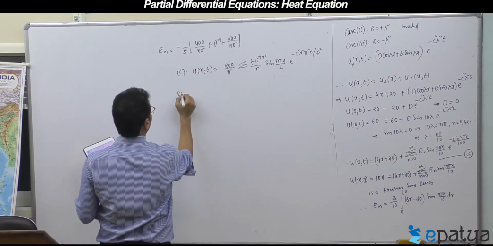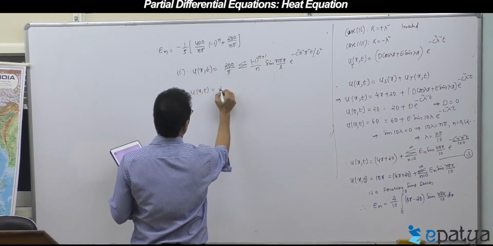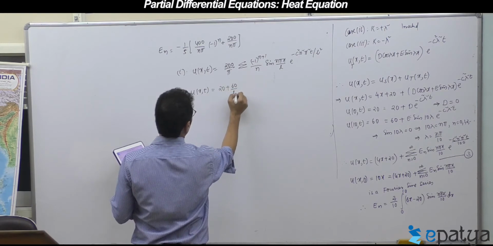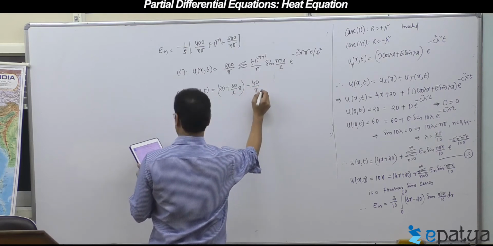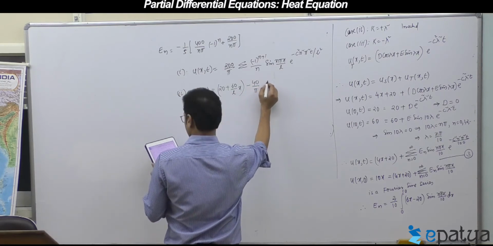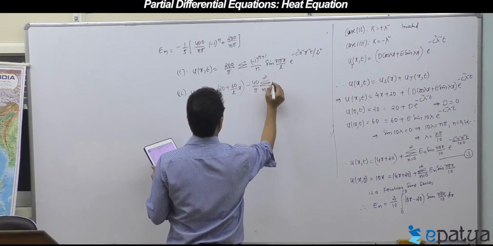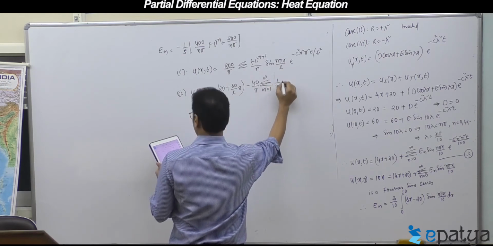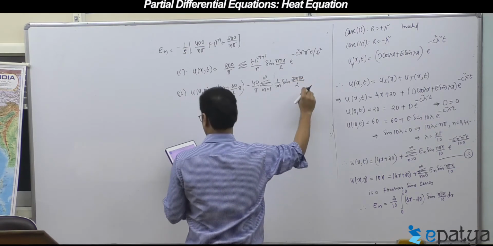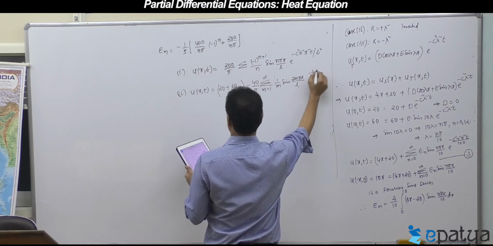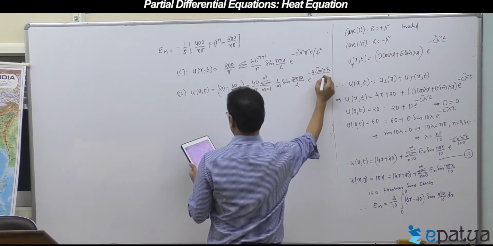For the second one, the answer is u of x comma t equal to 20 plus 60 by L into x, this is u_s, minus 40 by pi into sigma m running from 1 to infinity, 1 by m, sin 2m pi x by L into e power minus 4 c square m square pi square t by L square.